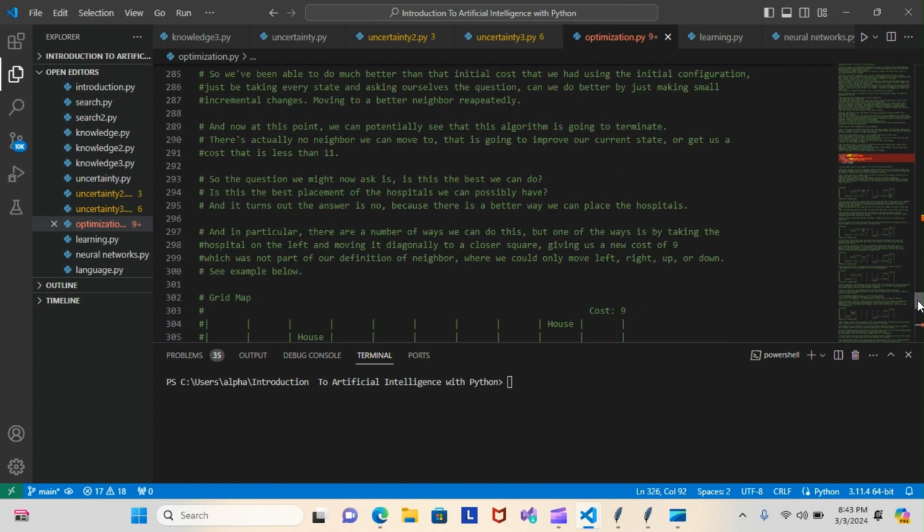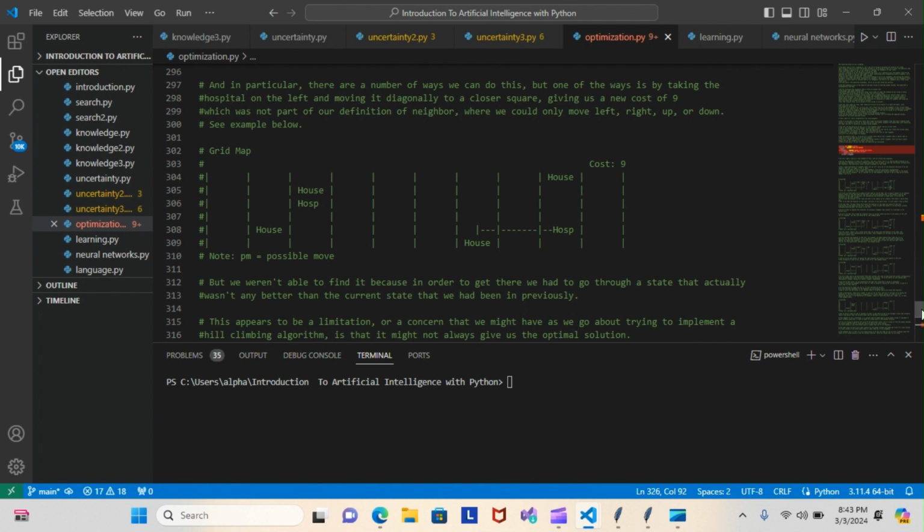But then there was a move we can make to get down to a cost of 9. Let me read what's going on with this one. So we were able to move this hospital here from this location to this location, moving diagonal. It wasn't actually a proper move we can make because we didn't define it. And it says, in particular, there are a number of ways we can do this, but one way is by taking the hospital on the left and moving it diagonally to a closer square, giving us a new cost of 9, which was not part of our definition of neighbor, where we could only move left, right, up, or down. So part of our definition of neighbors was that we can only move the hospital either left, right, up, or down. So moving diagonally from this location to this location wasn't really a possible move. We weren't able to find it because in order to get there, we had to go through a state that actually wasn't any better than the current state that we had previously.